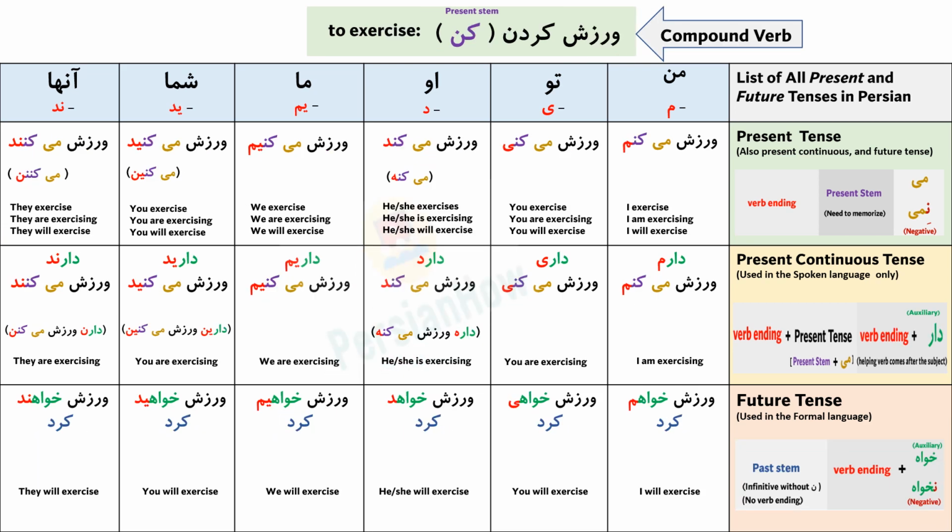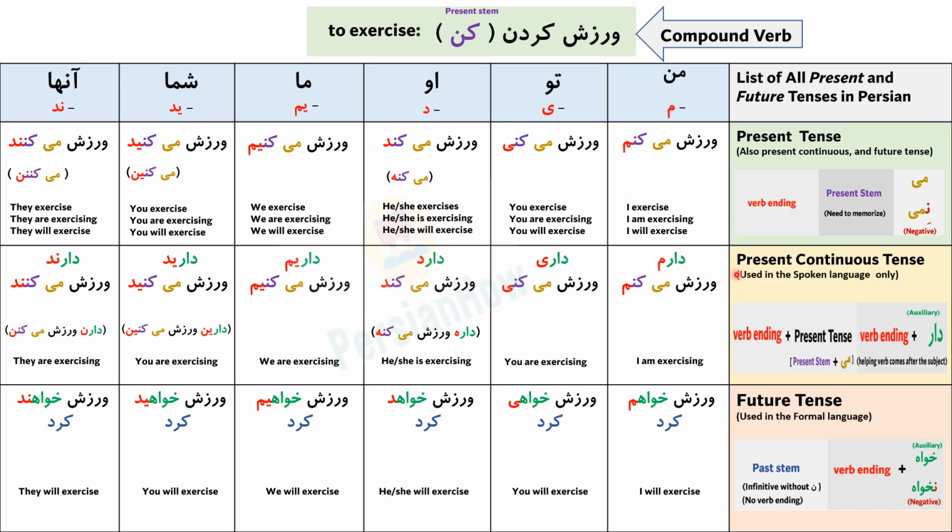Now let's go over a compound verb, ورزش کردن. کن is a present stem. Let's start with present tense. ورزش می کنم, ورزش می کنی, ورزش می کند, informal, ورزش می کنه, ورزش می کنیم, ورزش می کنید, informal, ورزش می کنین, ورزش می کنند, informal, ورزش می کنن. And then for the negative, میکنم changes to نمیکنم. I didn't add the negative in the table because then the table would have looked very messy.